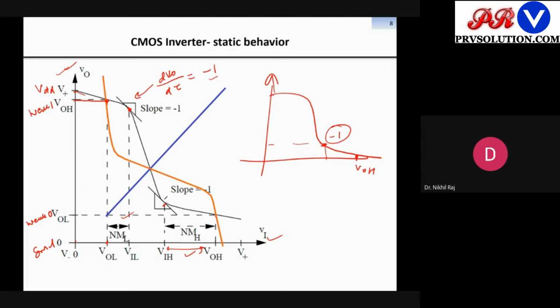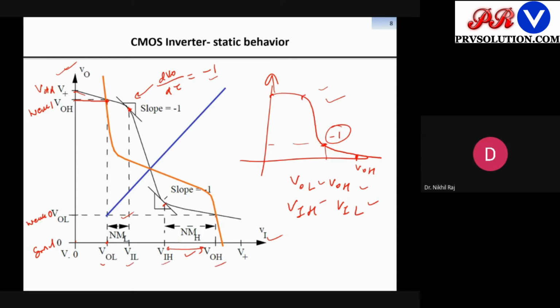When we do the calculation of low noise margin and high noise margin, we should know all four parameters, that is VOL, VOH, VIH, and VIL. When all these four parameters are known, then only we can calculate the noise margin for this particular device. For that, when we do the DC sweep of the inverter, we will get this type of curve. And from the curve, putting the cursors, we get the values of VOL, VIL, VIH, and VOH.